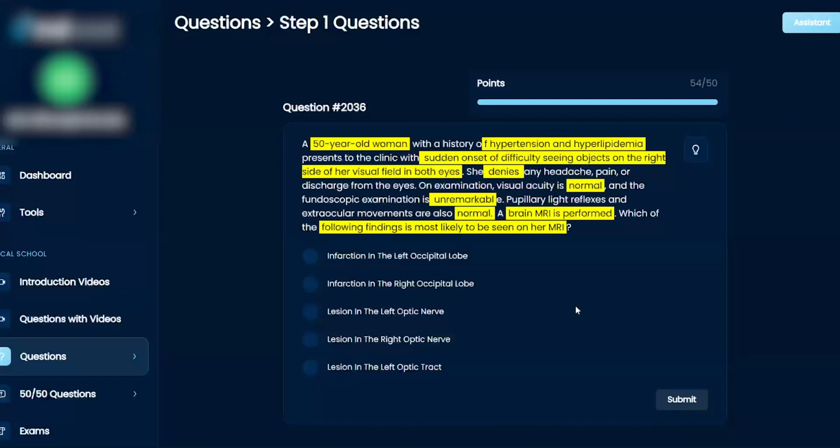Okay, because the visual acuity is normal, and because she has a history of hypertension, and the fact that she's 50 and not like 30, makes me not want to pick any of the lesions in the left and right optic nerves or in the optic tract. It just doesn't really quite fit the picture. So now we've got to decide if it's the left or right. I'm pretty sure it is contralateral, so I'm gonna go with infarction in the left occipital lobe.